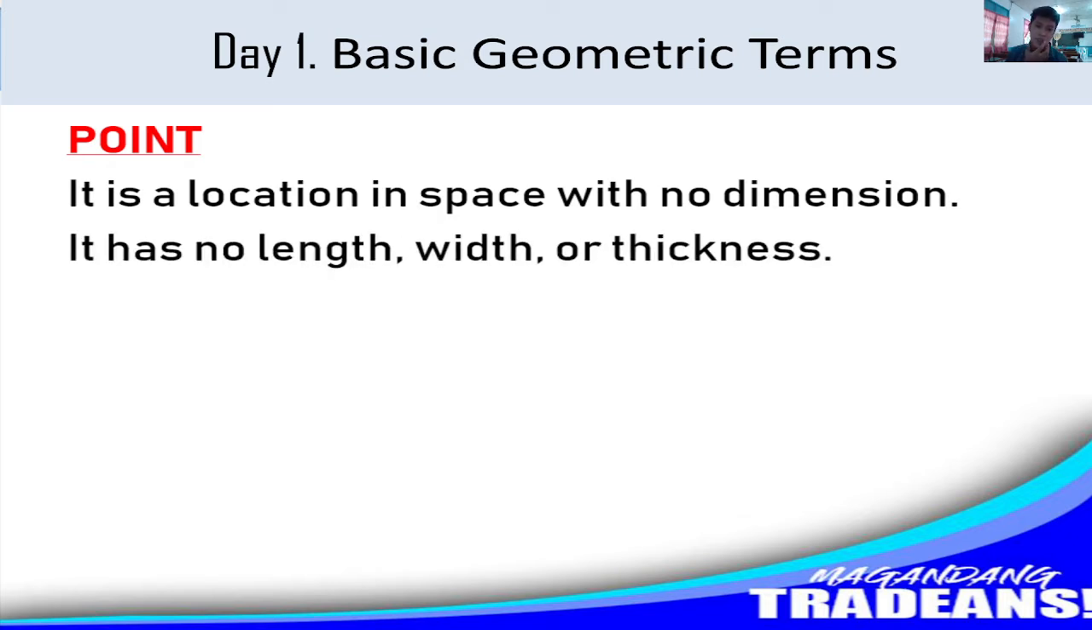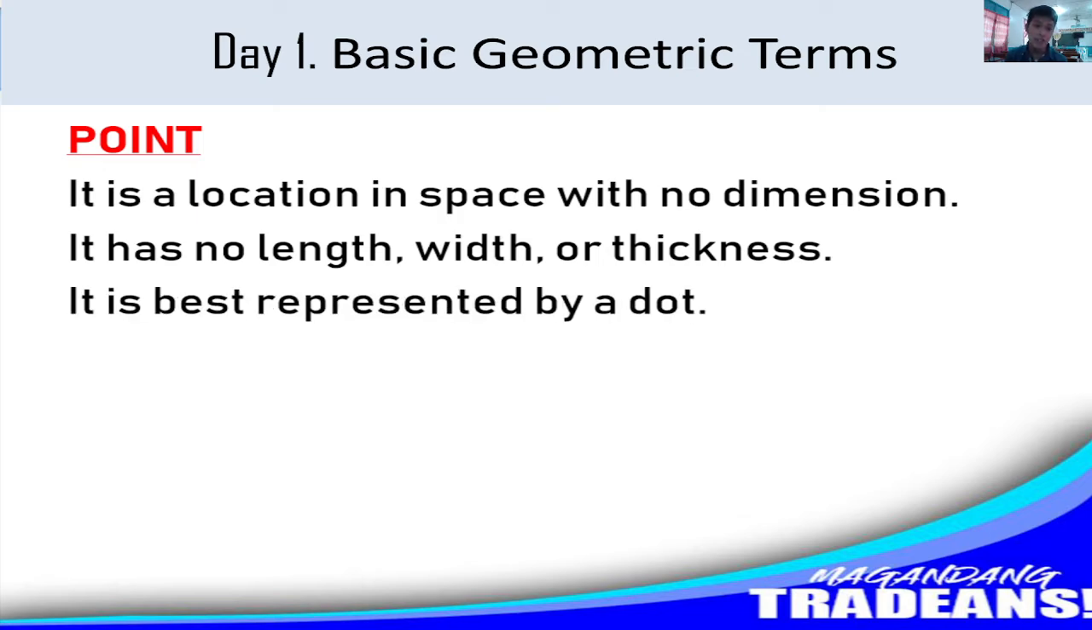Next, point, it has no length, width, or thickness. Wala po siyang length, width, or thickness. Wala po siyang measurement. Pero meron siyang tinatawag natin na name. And it is best represented by a dot or a small point. So example, I would like to show this one. So it is in color red. So this is an example of a point. Yan po. The small dot represents a point.